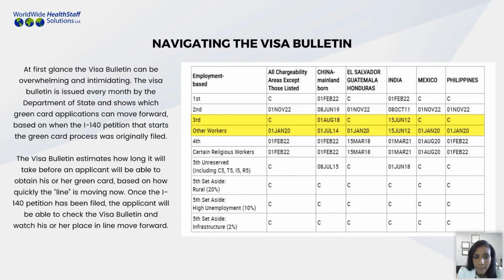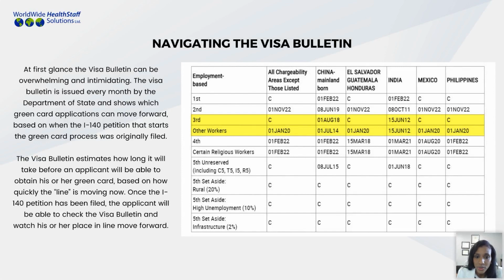The other category that's highlighted here is for the nurse aide candidates. As you can see, right now they're processing up to January of 2020 for all chargeable areas except for China, El Salvador, India, and Mexico. You'll see the dates are a bit different with regards to those. The furthest one being, of course, India, which is processing up to June 15th of 2012. So what that means is that if you are in this other category right now, that's the time frame we are looking at for a visa to become available to you.